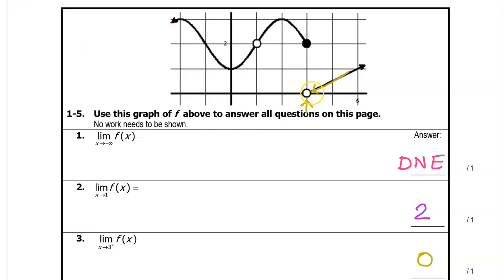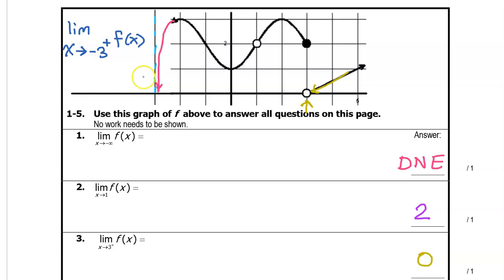Again, it does not matter that the function is undefined at 3. You see that open circle. We are still approaching 0, and that's what matters. The only way for a one-sided limit to not exist is if there is an asymptote. For example, let's say if we had a vertical asymptote at x equals -3. So the limit as x approaches -3 from the right would not exist because it is not approaching a specific value, it is approaching negative infinity. So this limit does not exist.